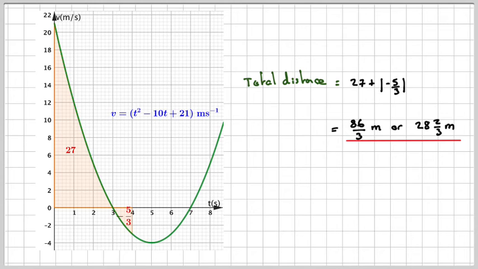So this has been a video to show you how to do kinematics with variable acceleration. I hope you've understood, and I thank you for watching.